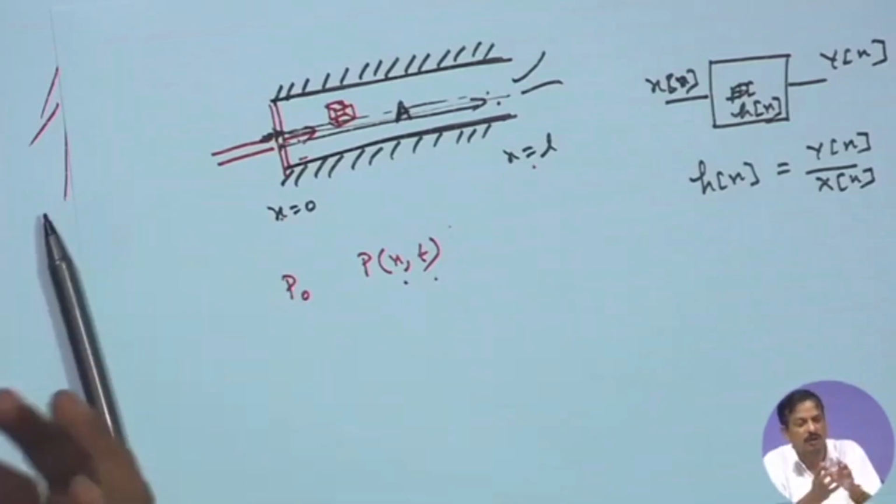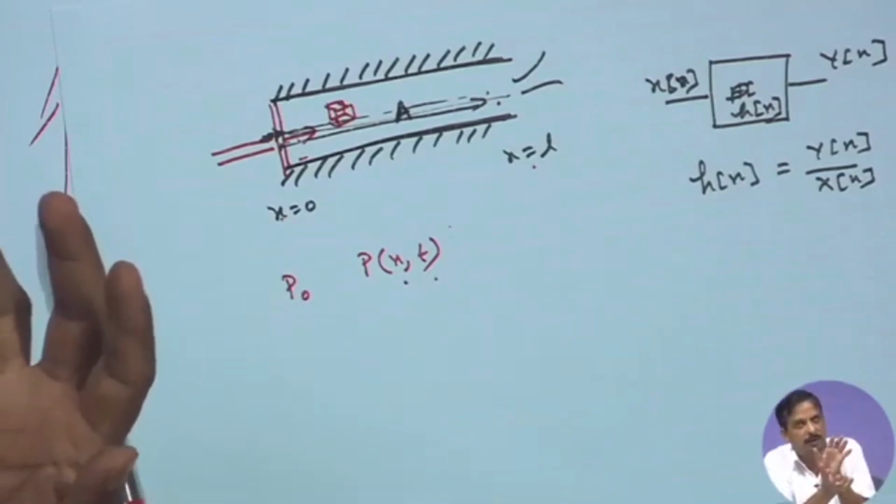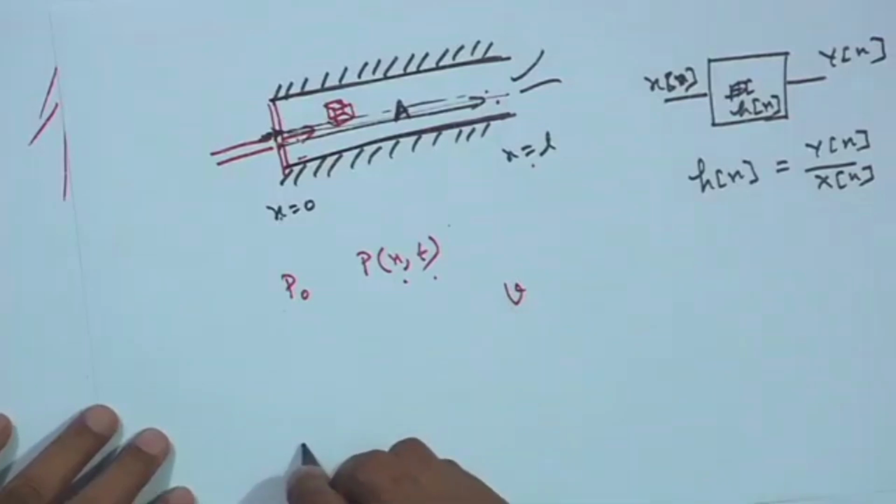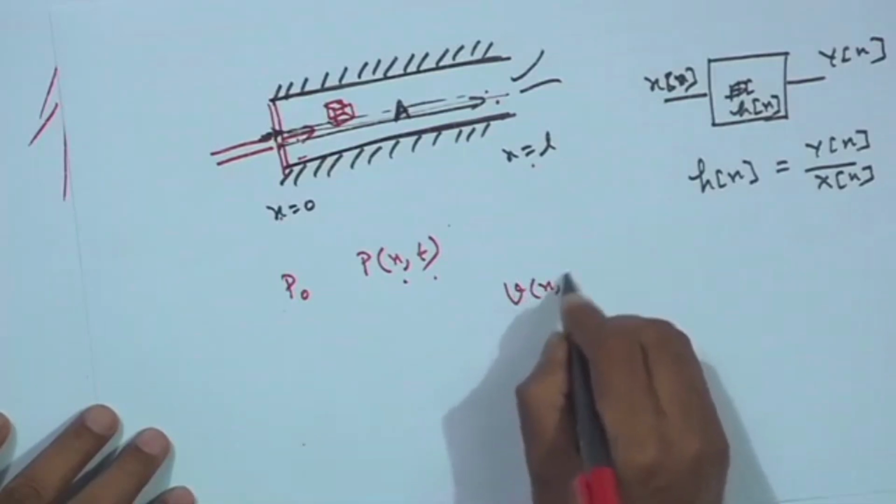Now, if I apply a pressure, then what will happen? The particles will start moving inside the tube, but the average velocity of the particle is 0, because the medium is homogeneous. When the sound wave is propagated, the medium does not change. So, that means the particle velocity exists, but the average particle velocity is 0. Okay. So, let the particle velocity be small v, and that is also a function of x and t.